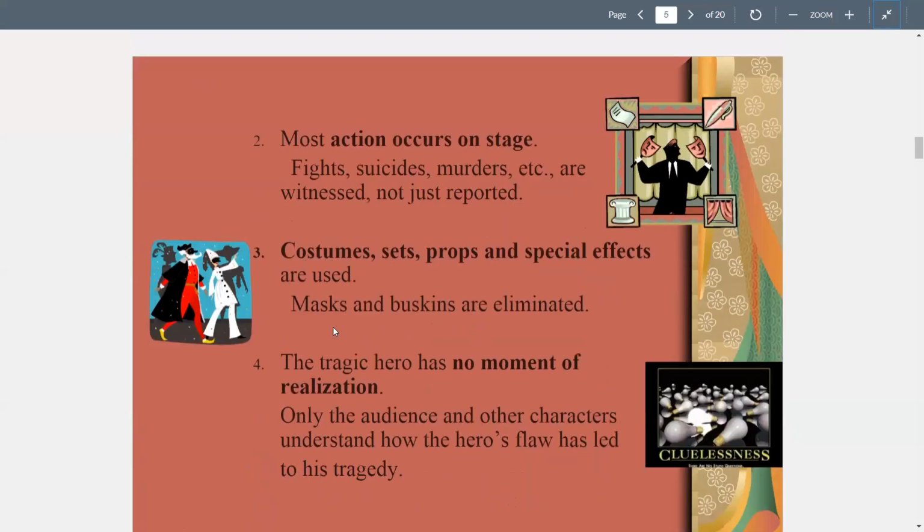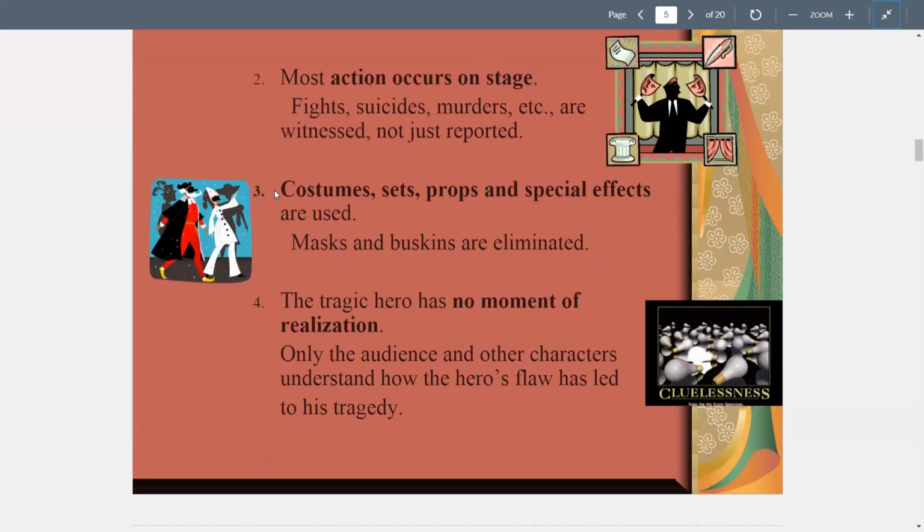Most action also occurs on stage. Fights, suicides, murders, they're witnessed, they're not just reported. Obviously, it's nothing near the violence and bloodiness that we see in movies today, but it is still witnessed. When Romeo kills himself over Juliet, you see him take the poison. When Juliet stabs herself, you see her stab herself with a stage knife. We do actually witness the action.